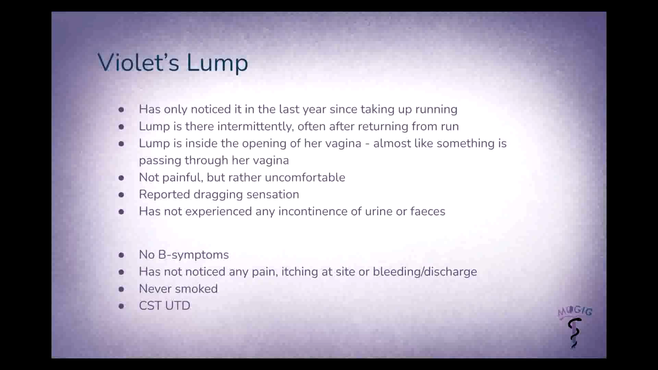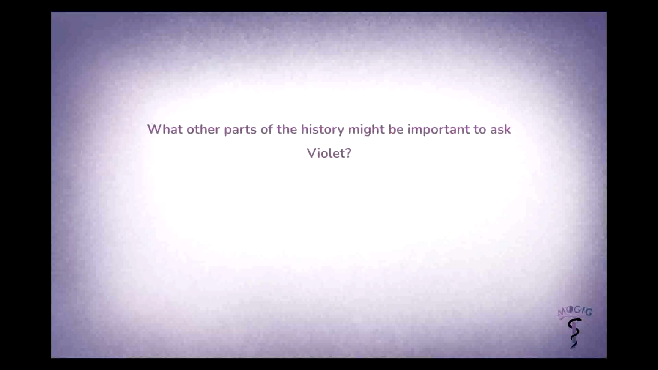She also says that she hasn't had any B symptoms, hasn't noticed any pain, itching at the site, or bleeding or discharge from the site. She's a non-smoker and has never smoked, and her CST has otherwise been up to date with no concerns. So what parts of the history might be important to ask Violet based off what we've got so far?